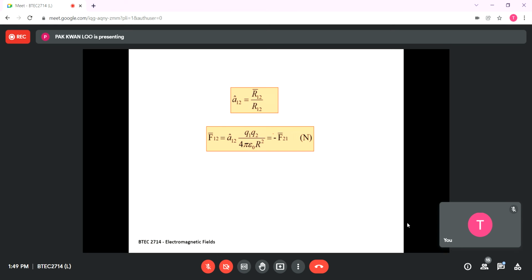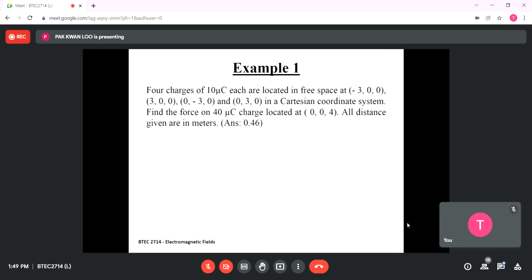That's the reason why F12 is equal to the negative of F21. Bear in mind, if you look at this, this is the vector notation. So we are dealing with vectors, and therefore there's a direction. And of course the magnitude is the same for forces.